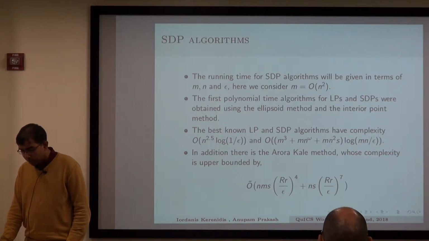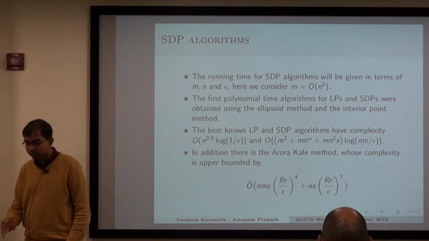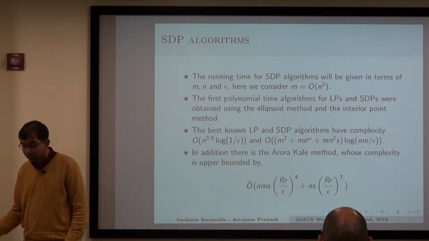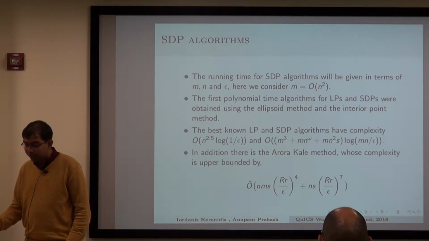The first polynomial time algorithms for LPs and SDPs were obtained respectively using the ellipsoid method and the interior point method. The ellipsoid method was the first polynomial time algorithm for LPs. The interior point method was proposed in the 80s to improve the running time of the ellipsoid method. And later it was found that SDPs also have a polynomial time algorithm via the interior point method.